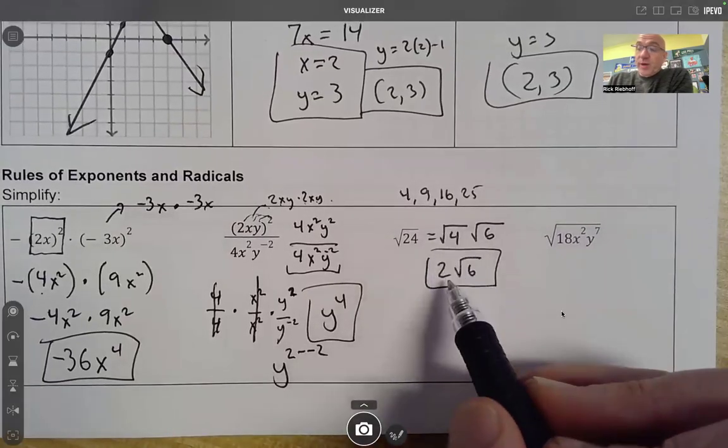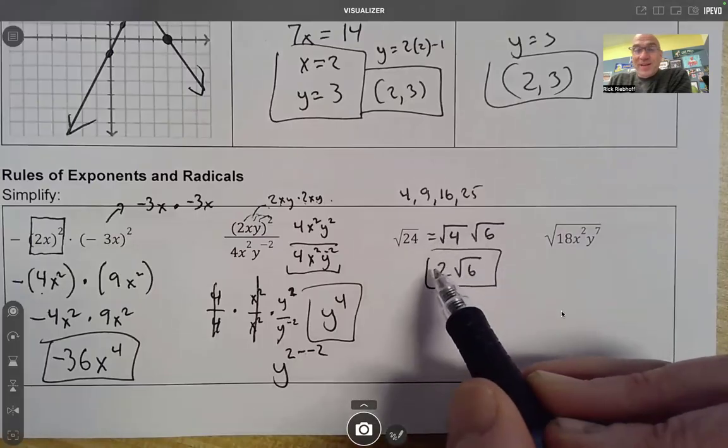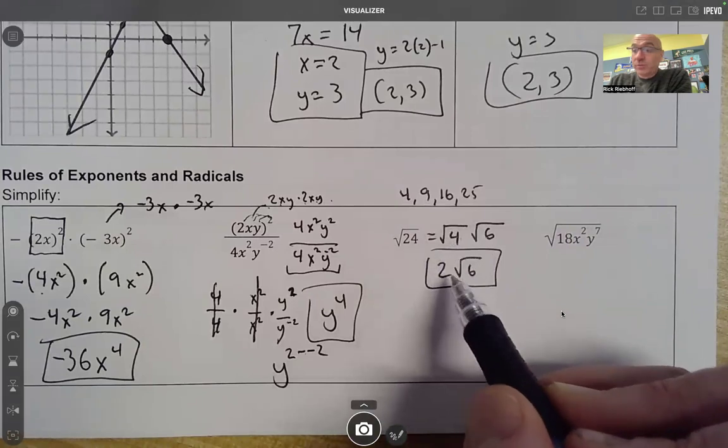Once you use the square root, it goes away, right? Square root of 4, a lot of people have been writing square root of 2. No, once you use it, you square root 4, it is 2, right?